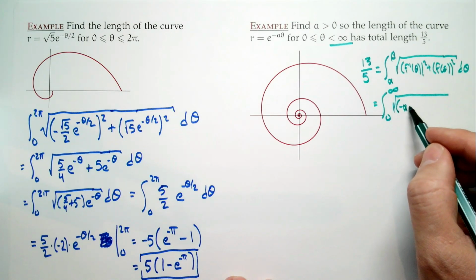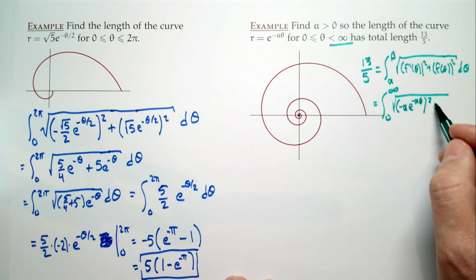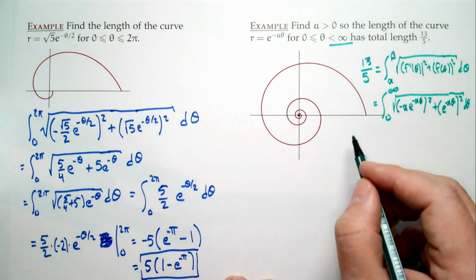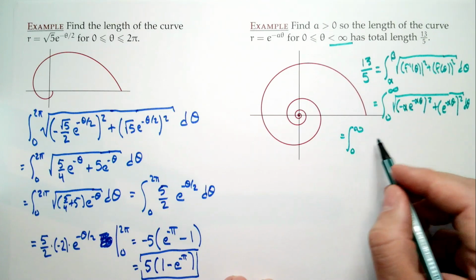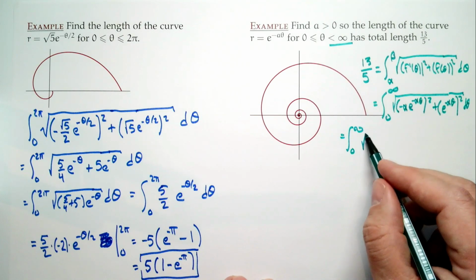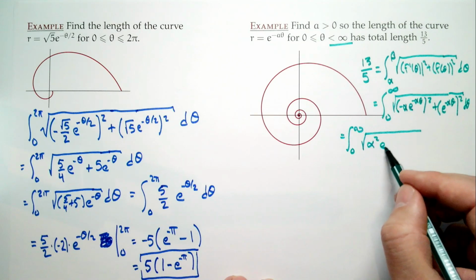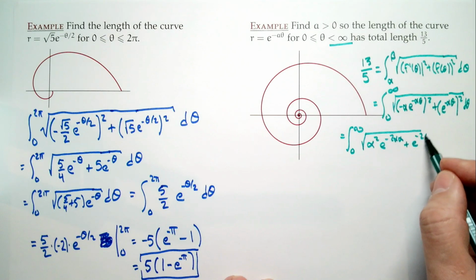Yeah, negative alpha e to the minus alpha theta squared. And our original function is e to the minus alpha theta squared, d theta. Okay, give ourselves some space as we move along here. 0 to infinity. And we square things. We get alpha squared e to the minus 2 alpha theta plus e to the minus 2 alpha theta.